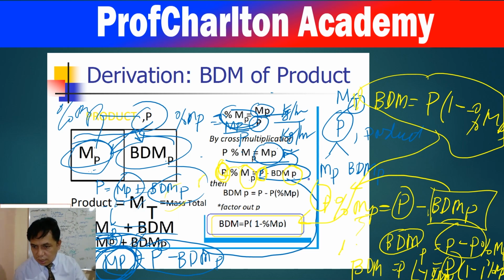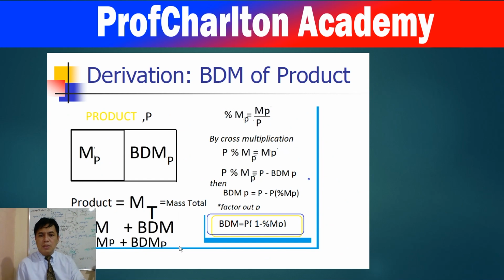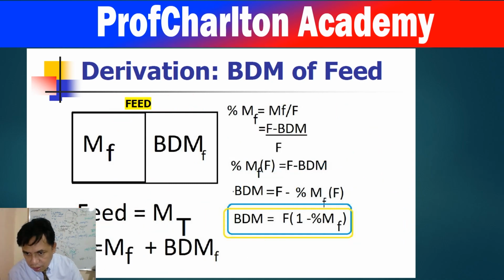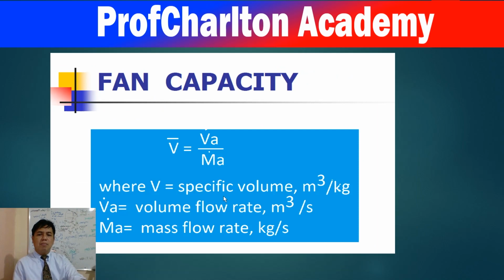Okay, so I think that's very clear for now. So here is the major equation: BDM of P equals P times 1 minus percent MP. And then when you go to the feed, BDM of the feed is equal to the BDM of the product. So in this case, BDM F equals F times 1 minus percent MF. So that is the moisture content of the feed and the product. That is how they are becoming related.